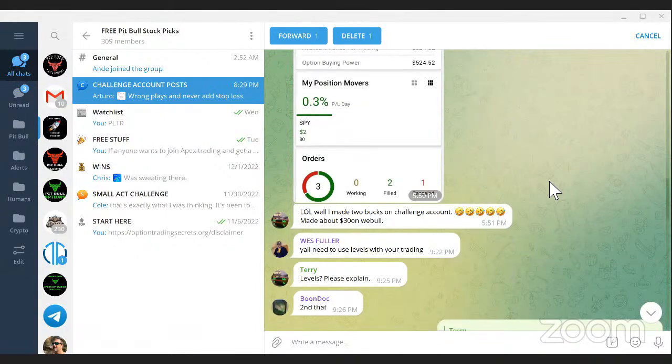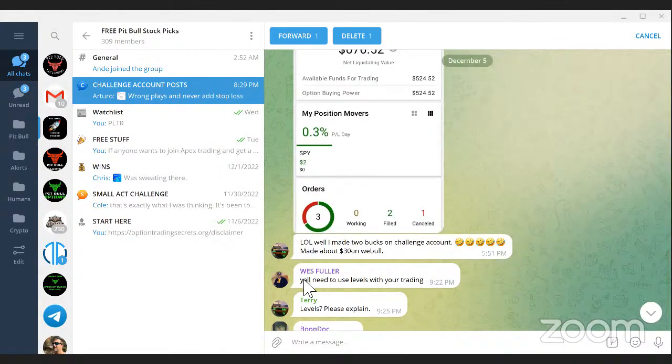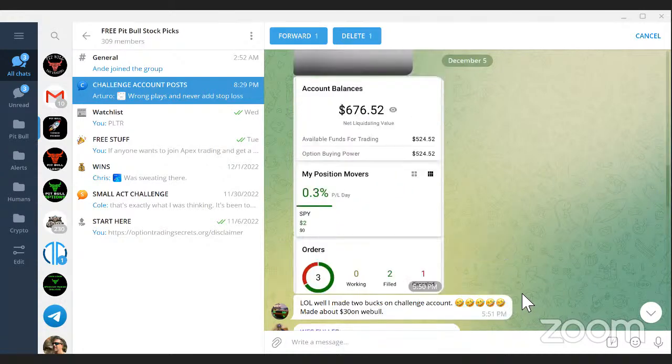That's the biggest difference. This dude pissed me off when he said that y'all need to use levels in your trade. No shit, genius. What the fuck do you think we're doing?